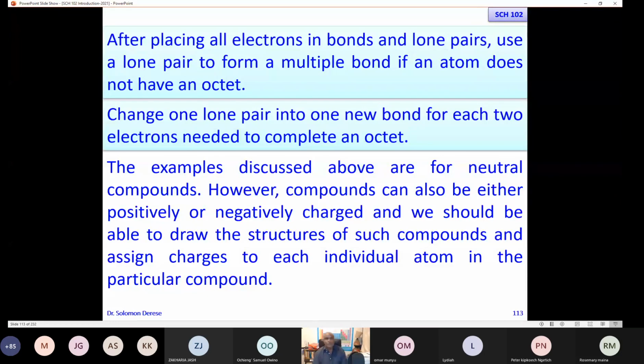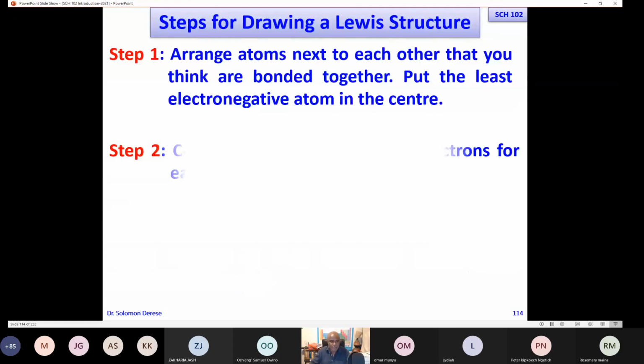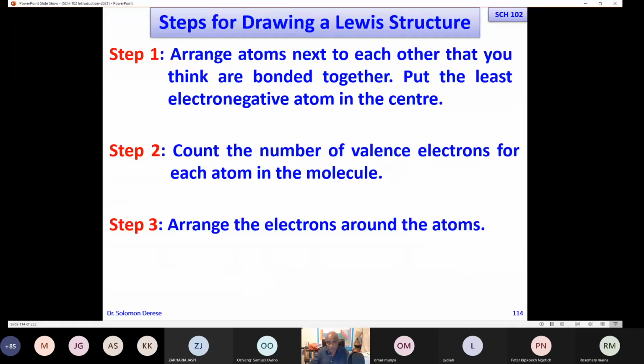But it is possible to have an organic molecule that has charges. So the examples discussed above are for neutral compounds. However, compounds can also be either positively or negatively charged, and we should be able to draw the structure of such compounds and then assign charges to individual atoms in that particular molecule. These are the steps we have learned so far.